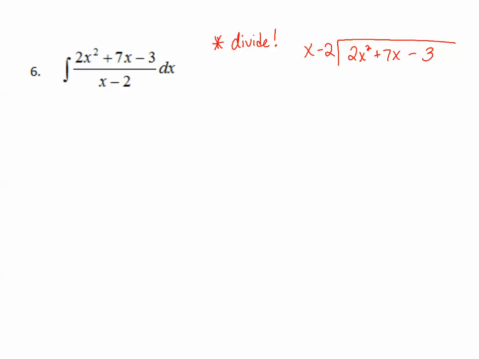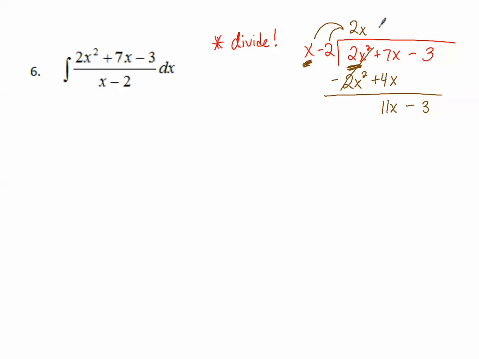Dividing, we look at the first terms. X goes into 2x squared, 2x times. How do I know that? Because 2x times x makes 2x squared. 2x times negative 2 makes negative 4x. Then what do I have to do? Subtract. So minus, subtracting a negative makes plus. Let's see what's left over. Those cancel out. That makes 11x, bring down minus 3.